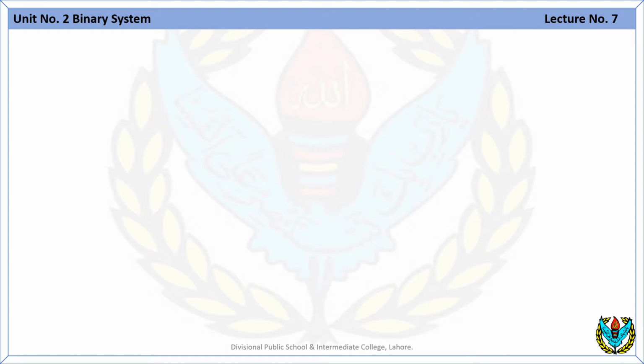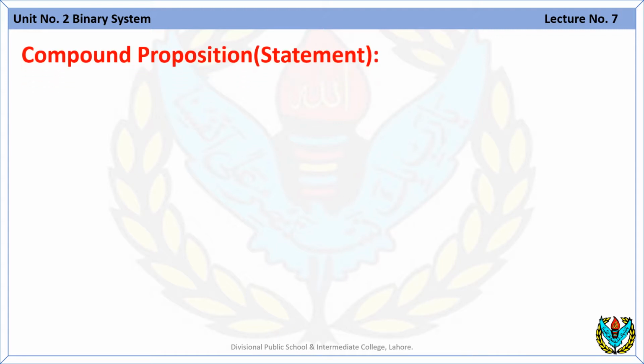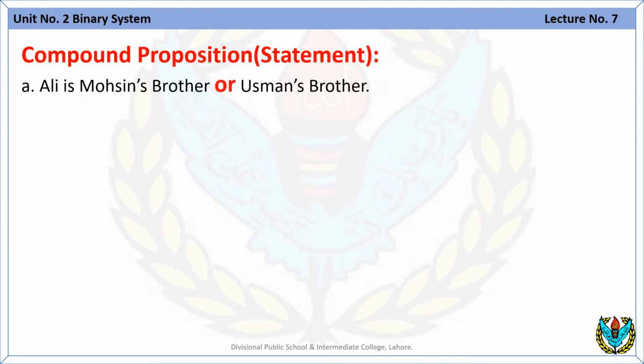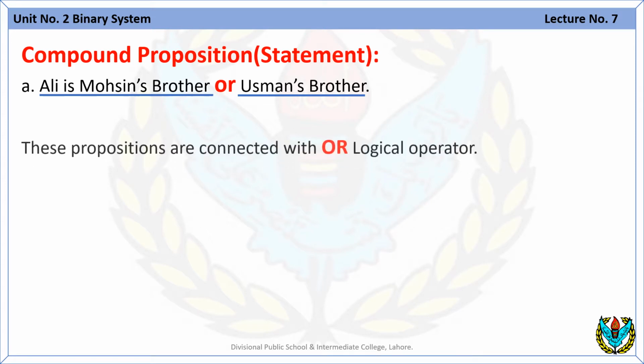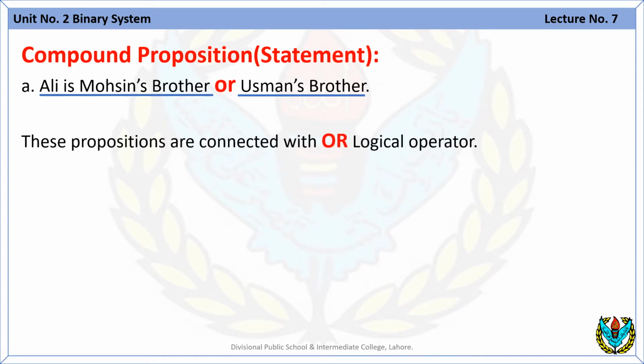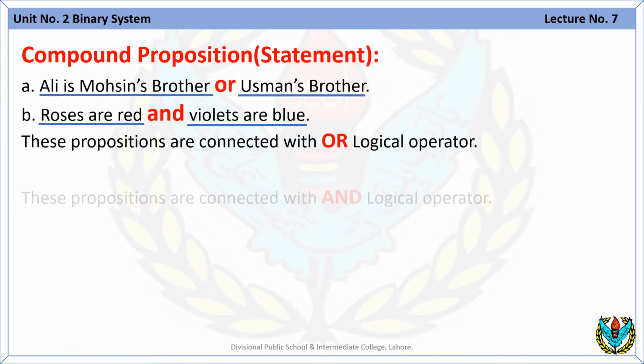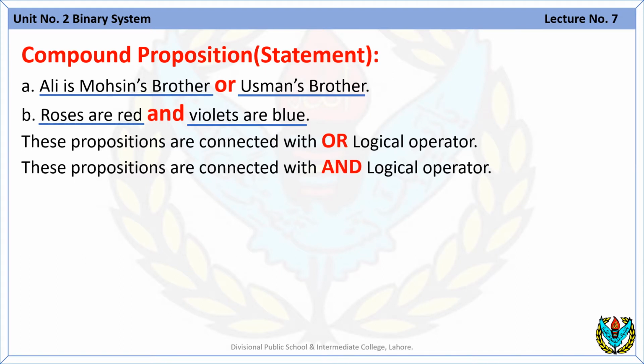Sometimes we assemble more than one proposition to make a compound proposition. For example, statement A is a compound proposition made with two propositions. First is Ali is Mohsin's brother, and second is he is Usman's brother. These propositions are connected with the OR logical operator. Statement B is also a compound proposition made with two propositions. First is roses are red, and second is violets are blue. These propositions are connected with the AND logical operator.